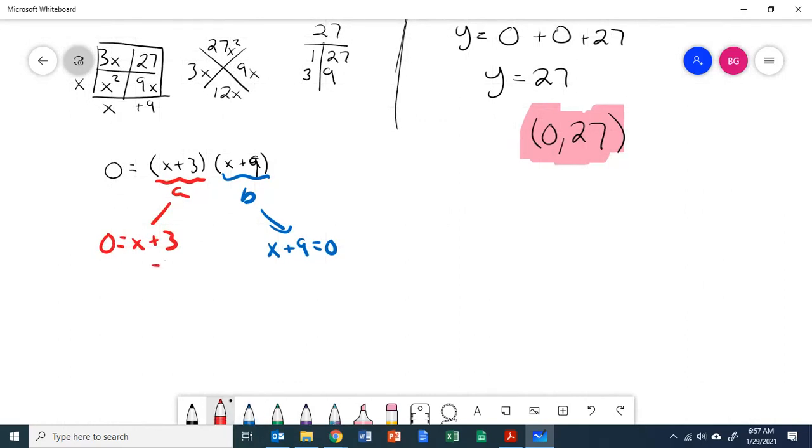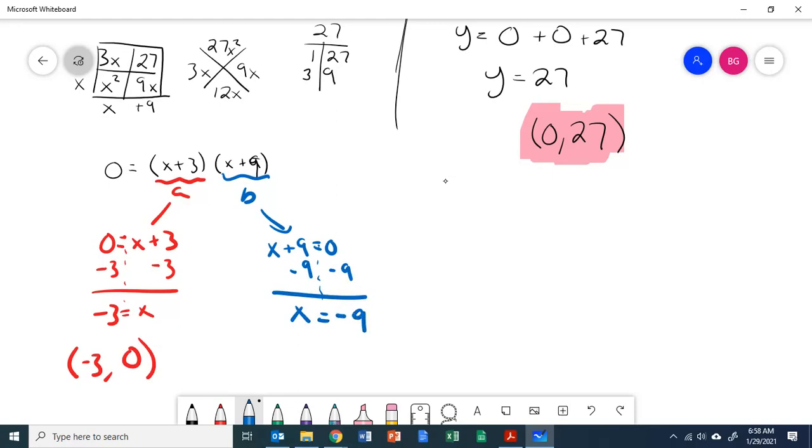Solving for x, minus 3 from both sides on the red one. So you get x equals negative 3. So one of your x-intercepts is going to be negative 3, 0, because we put 0 in for y. But you have to find the other one, so solve for x on the other one. Subtract 9 from both sides, and you get x equals negative 9. So for this one, your x-intercept is negative 9, 0. So these are your two x-intercepts. You always want to make sure you find every x-intercept, and that is using the zero product property idea.